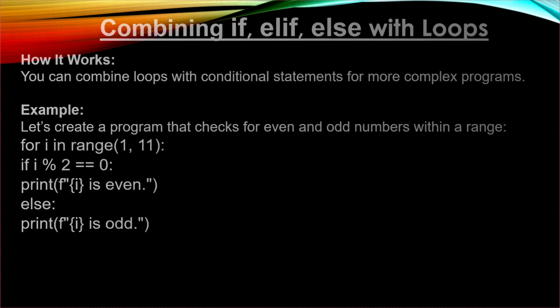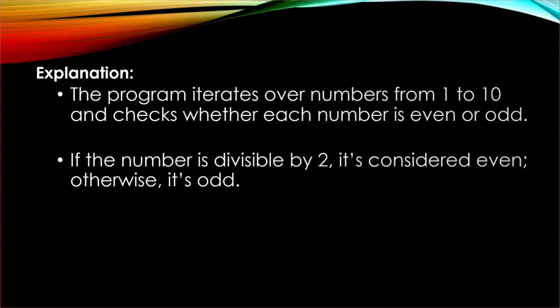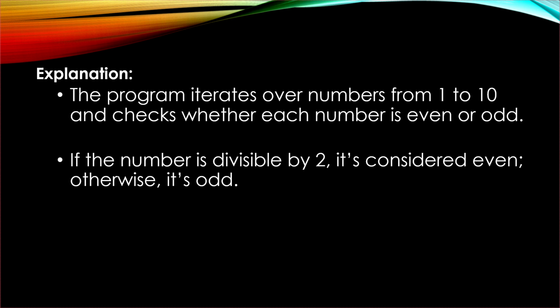The explanation for this program is that it iterates over numbers from 1 to 10 as we discussed before and checks whether each number is even or odd. If the number is divisible by 2, it is considered even, otherwise it is odd.